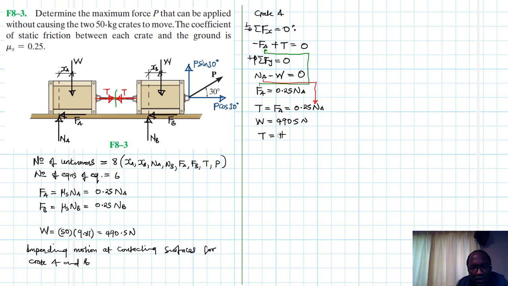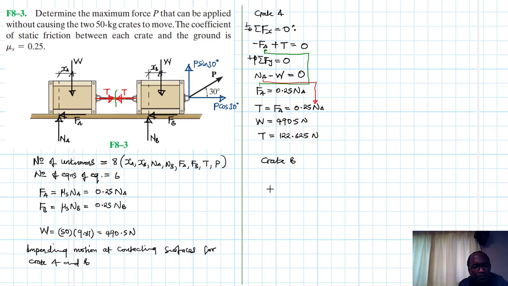So this gives us a 122.625. Alright, that's 0.25 by 490.5, 122.625. Okay. So we know what T is. Let's go to crate number 2, which is crate B.